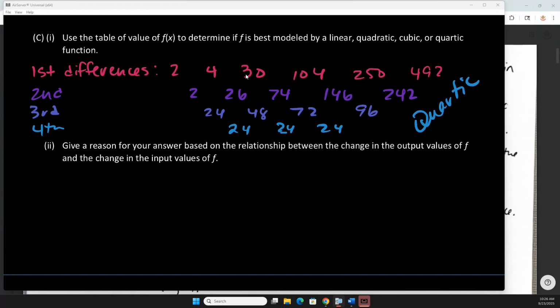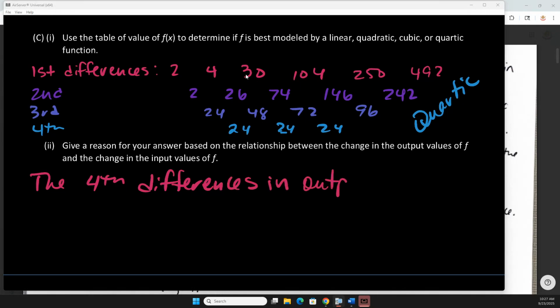All right, and then C2. This is the only sentence you absolutely have to write on the free response. There is no getting around it. And so we want to give a reason for our answer based on the relationship between the change in the output values of F and the change in the input values of F. Okay, so do you guys remember how you start this? Go ahead. The fourth differences in output values.